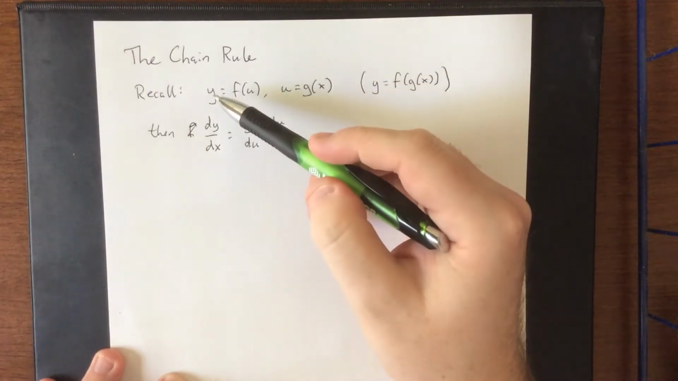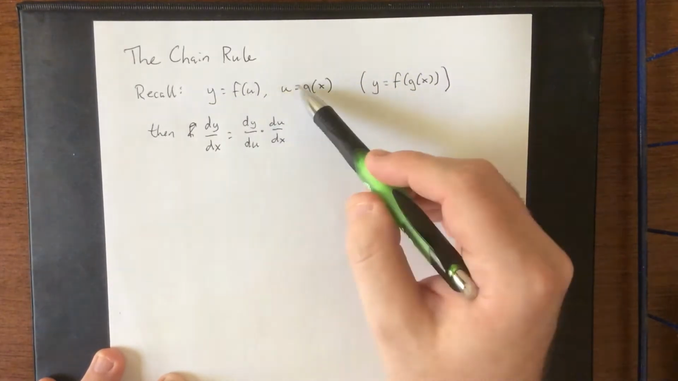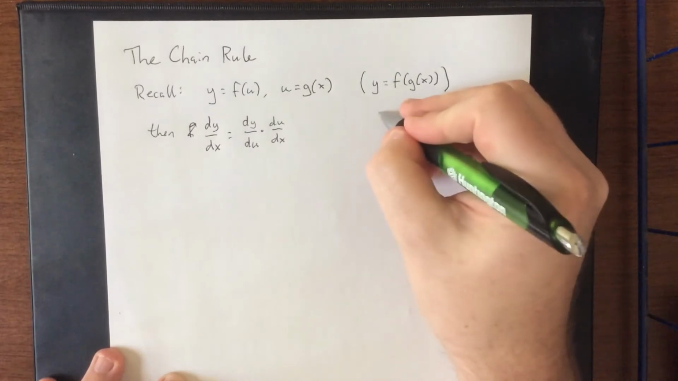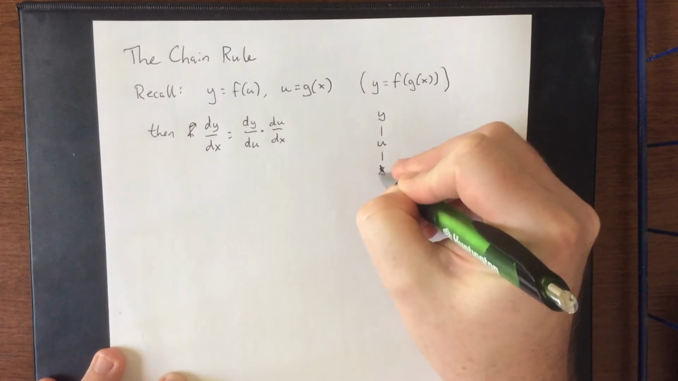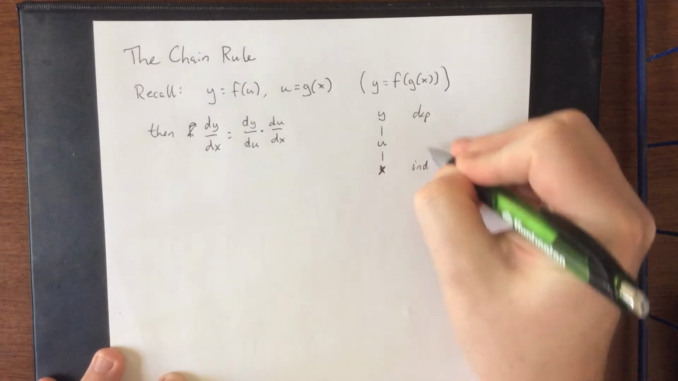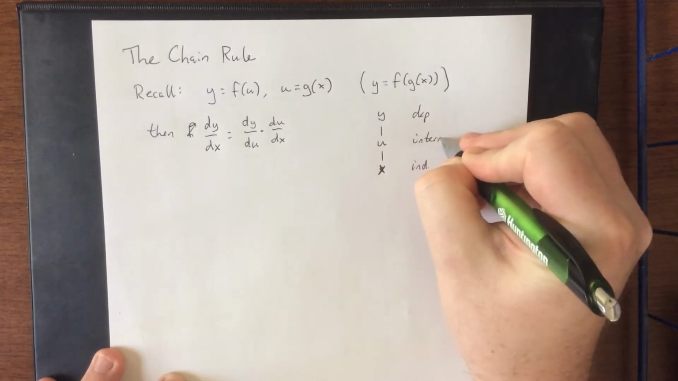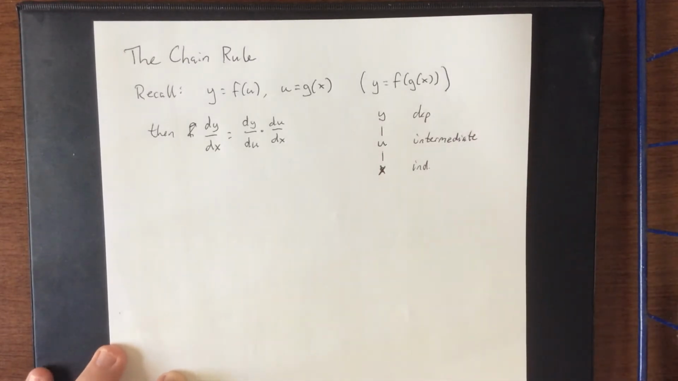Y is the actual dependent variable here, and x is the actual independent variable. U just sort of acts as an intermediary. So y is a function of u, and then u is a function of x. So we have the dependent variable, we have the independent variable, and u I tend to refer to as the intermediate variable, or intermediary variable. Sort of like a catalyst for a chemical reaction. It is involved and it speeds up the process, but it's not 100% necessary to have it there in order for us to produce a reaction.